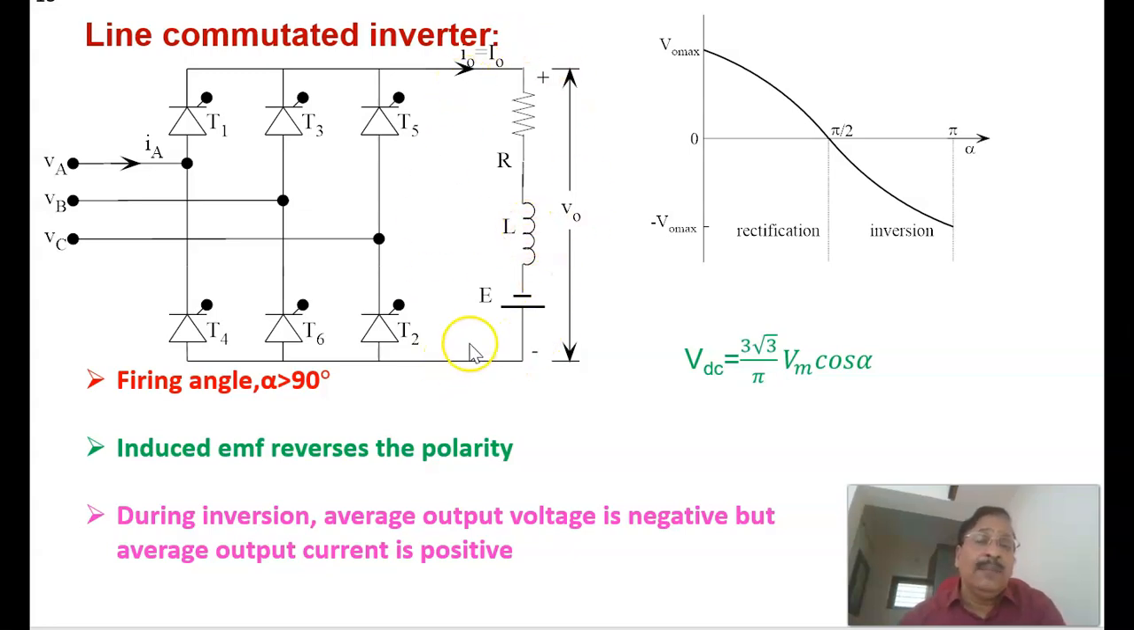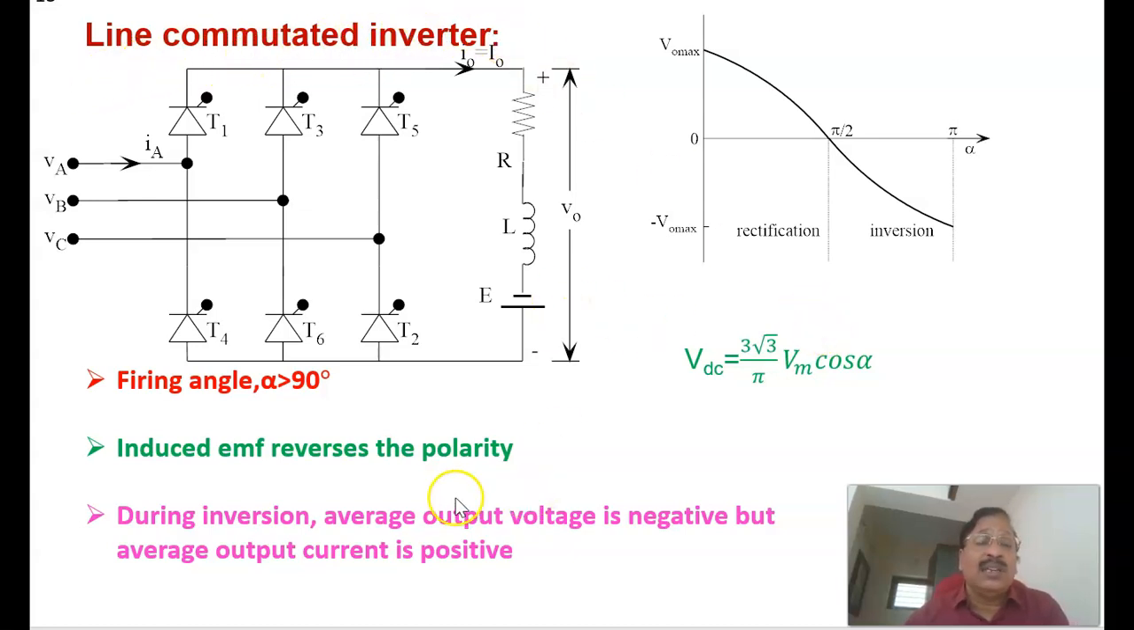That means that negative power means that the power is not dissipating, it is supplying, or the power is flowing from the load side into the source side, or the converter is working as an inverter, that is in this region. When alpha is more than pi by 2, it is working as an inverter. In the inversion mode, it is working. That is called the line commutated inverter.